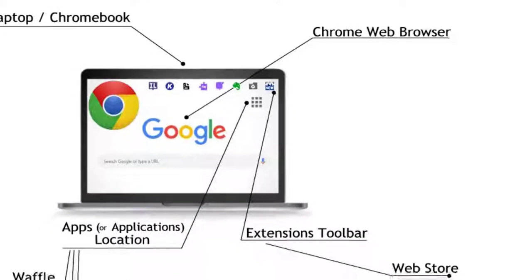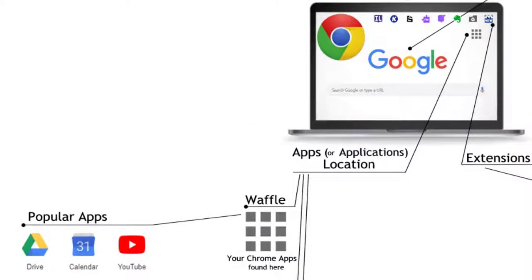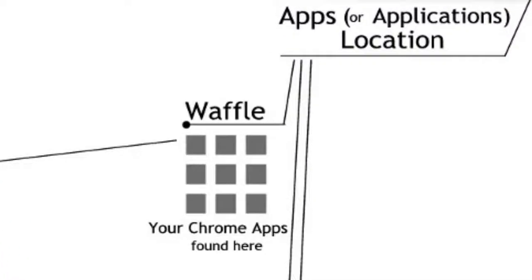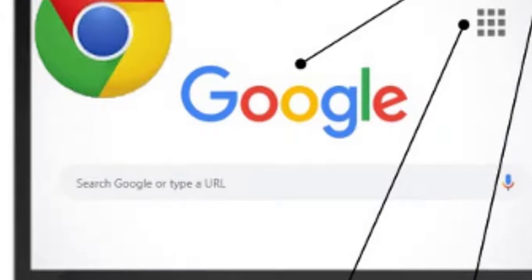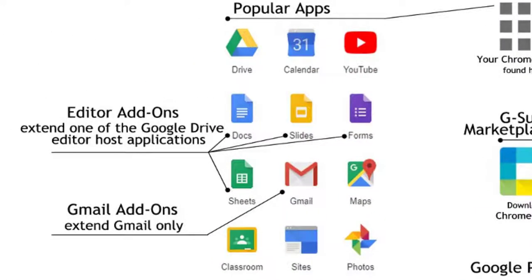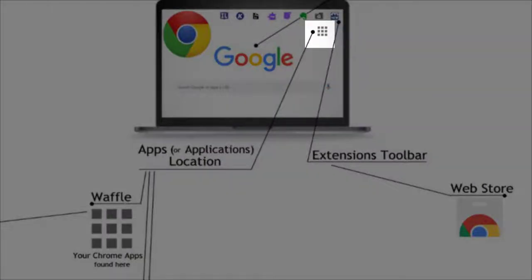So the most common piece of Chrome that people are familiar with is apps. Apps is just short for applications. And apps can be found in the waffle in the upper right-hand corner. This is true every time you open up a Chrome browser. Here's a view of some popular apps that are probably already a piece of your Google Chrome web browser. So any apps that you have, you can find them here just by clicking the waffle.